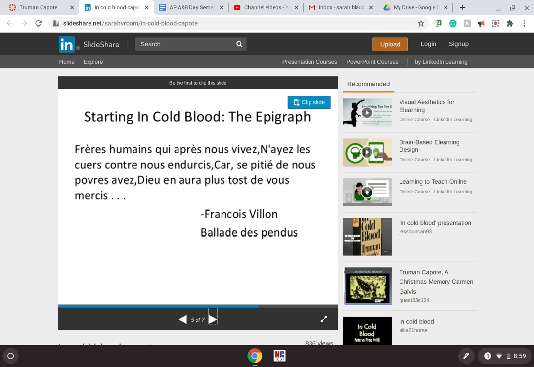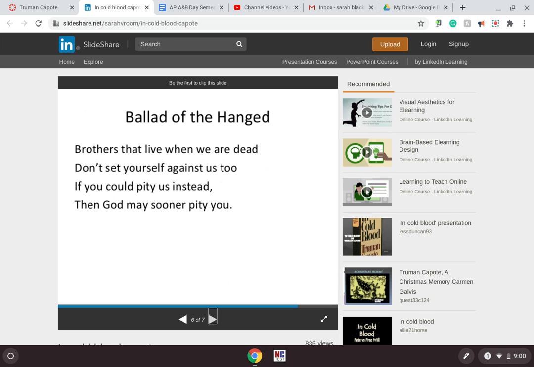And he was a medieval French poet, so very, very long time ago. He wrote this poem while he was in jail. Parliament did later set aside the sentence and just settled with banishing him from Paris rather than executing him. But at the time he wrote this poem, he thought that he was going to be one of the hanged. He thought that he would be executed. So the translation of the piece is, brothers that live when we are dead, don't set yourself against us too. If you could pity us instead, then God may sooner pity you.